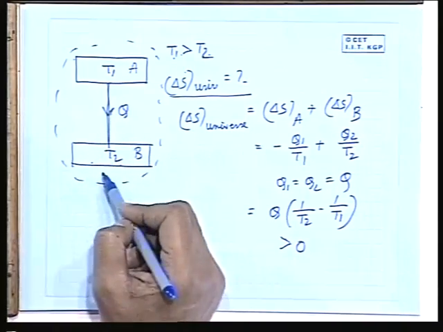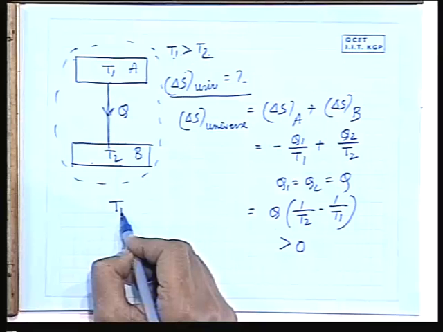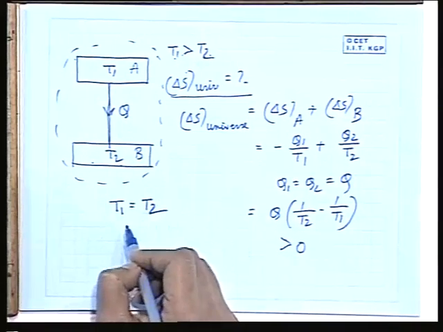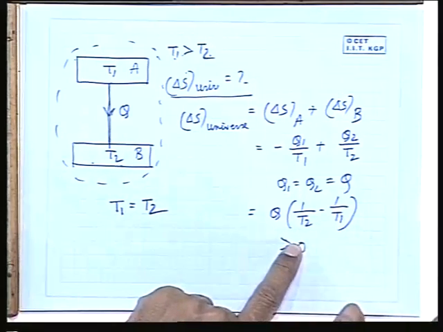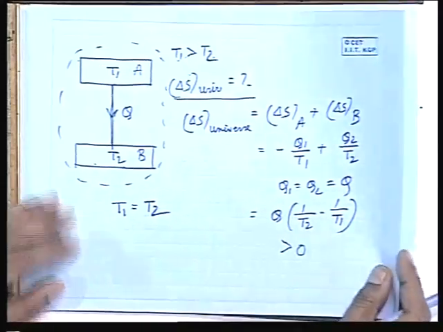But if it is a reversible heat transfer, what is the condition? T1 has to be equal to T2. So therefore this is 0, which cannot be made. Clear? So therefore we see that the entropy change is irreversible.